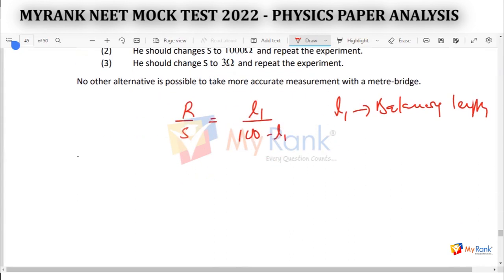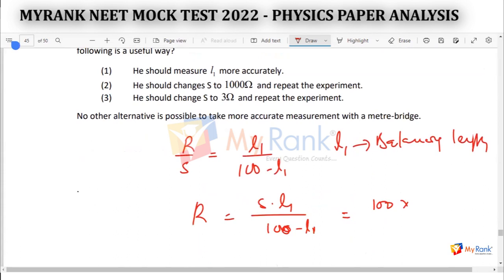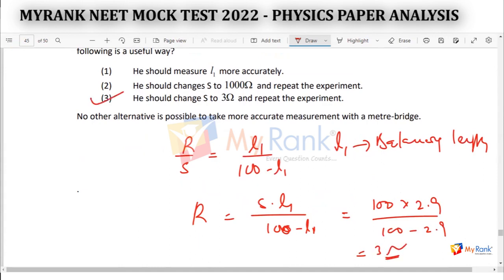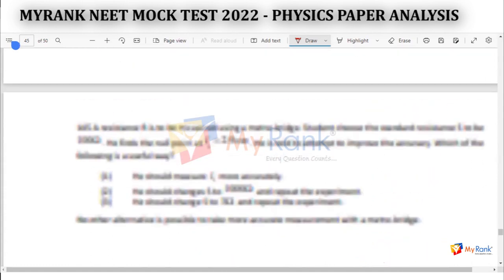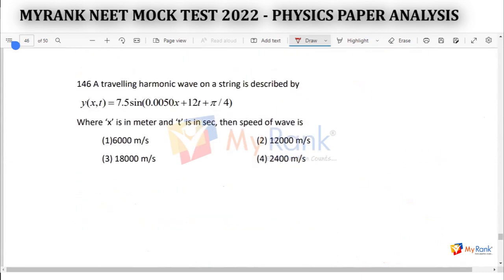So therefore here, R is nothing but S into L1 by 100 minus L1. So that means S is nothing but 100, right? L1, see this, S is 100, right? L1 is 2.9. So 2.9 by 100 minus 2.9, students. So this gives 3 ohms. So the correct answer is the third one. You should change S to 3 ohm and repeat the experiment. So that is compulsory in order to get a balanced length, that much balancing length, students. Right?